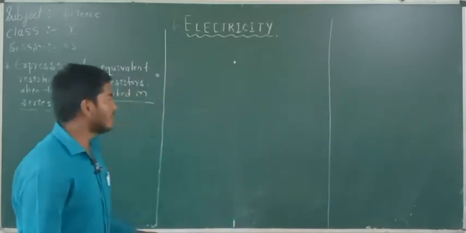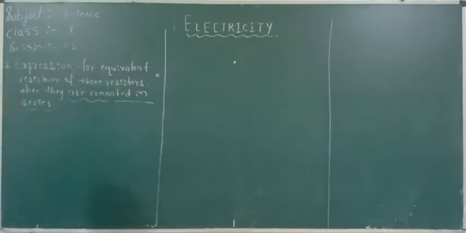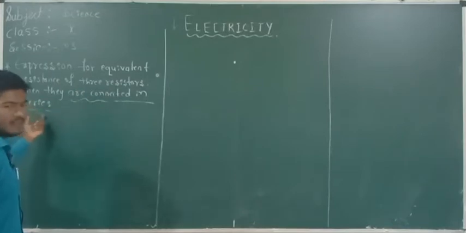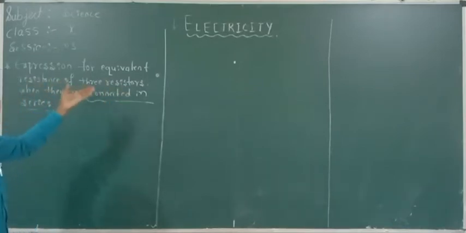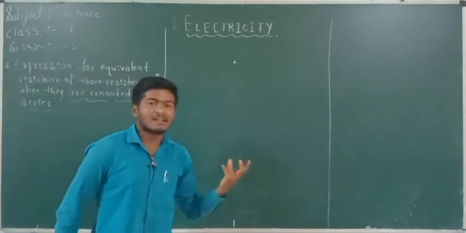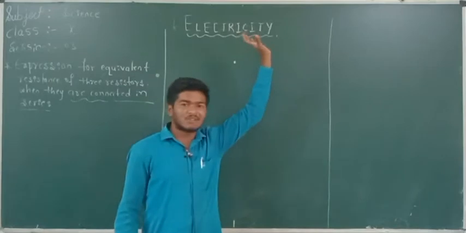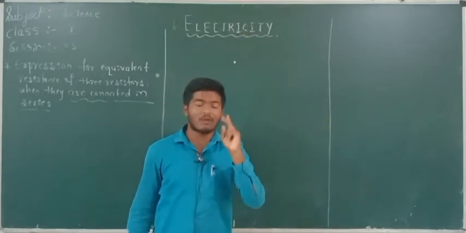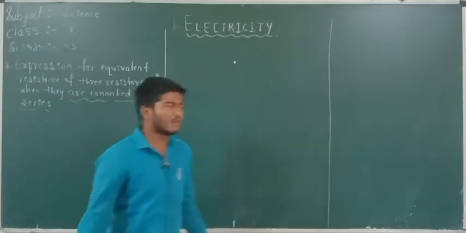Now I am going to consider the first expression, that is the expression for the equivalent resistance of three resistors when they are connected in series. Another one is the equivalent resistance of three resistors when they are connected in parallel. These are the two expressions. The derivations come under the chapter of electricity. These two derivations are very important. You have to concentrate and practice more on this.